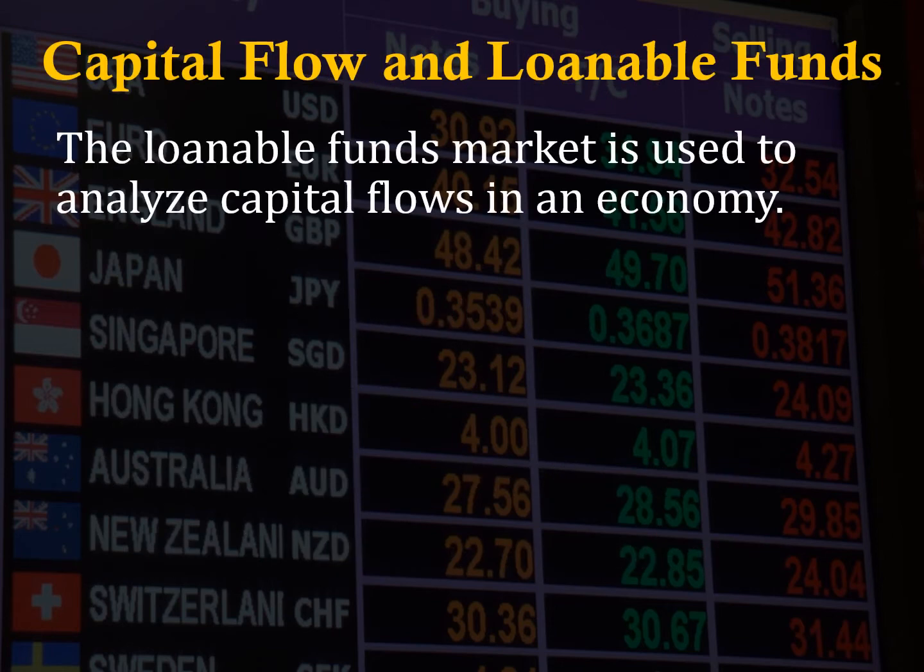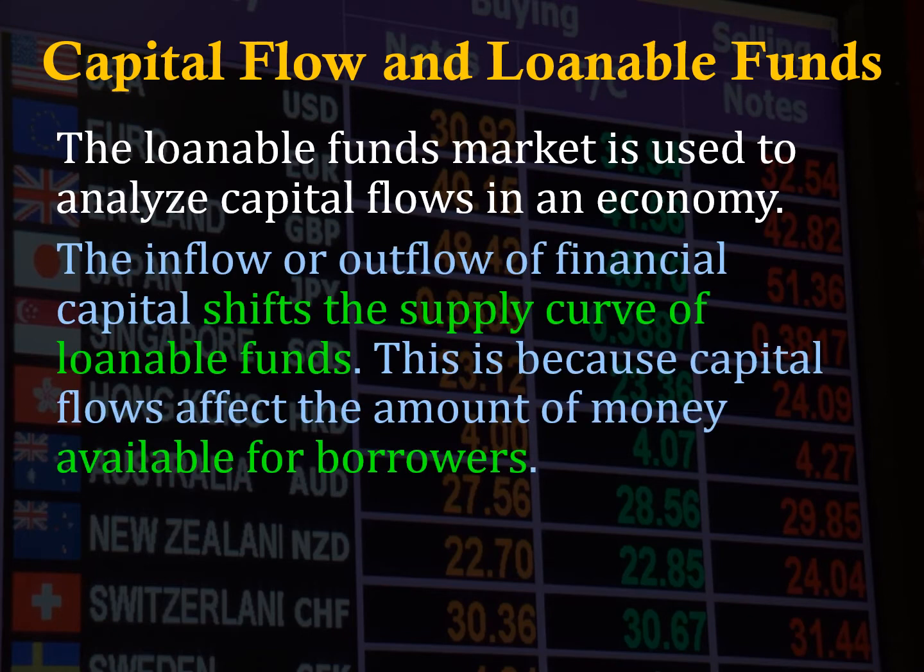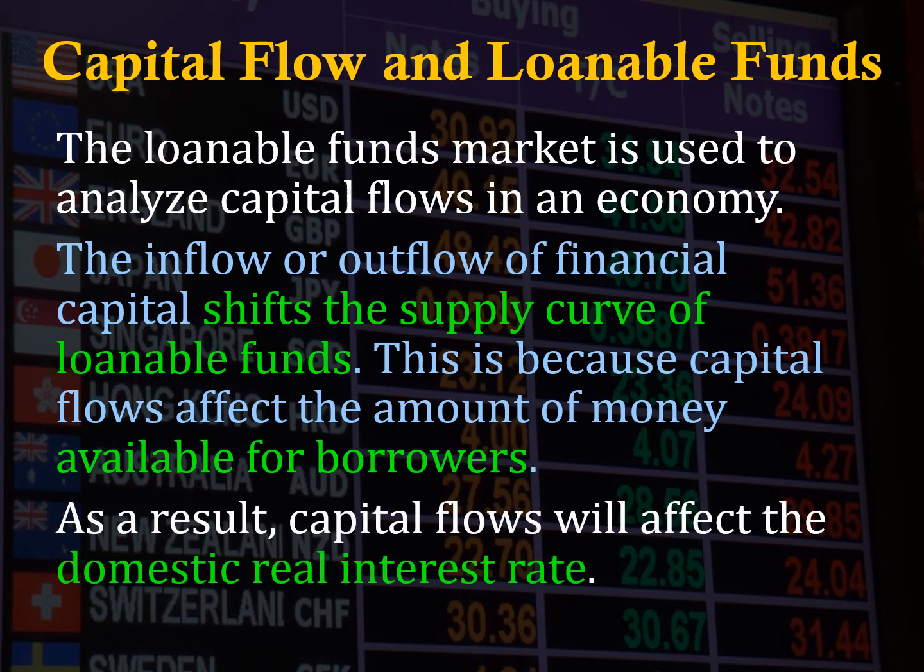Now, the loanable funds market is used to analyze capital flow in an economy. The inflow or outflow of financial capital shifts the supply curve of loanable funds. When money comes in, it increases the supply of loanable funds because it's more savings in this domestic economy. Outflow means there's less savings, less supply. This is because capital flows affect the amount of money available for borrowers. As a result, capital flows will affect the domestic real interest rate because that money goes into or out of the loanable funds market in terms of supply.